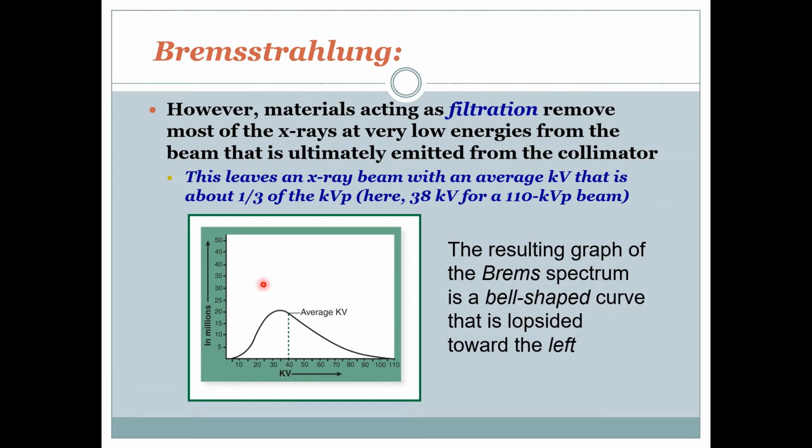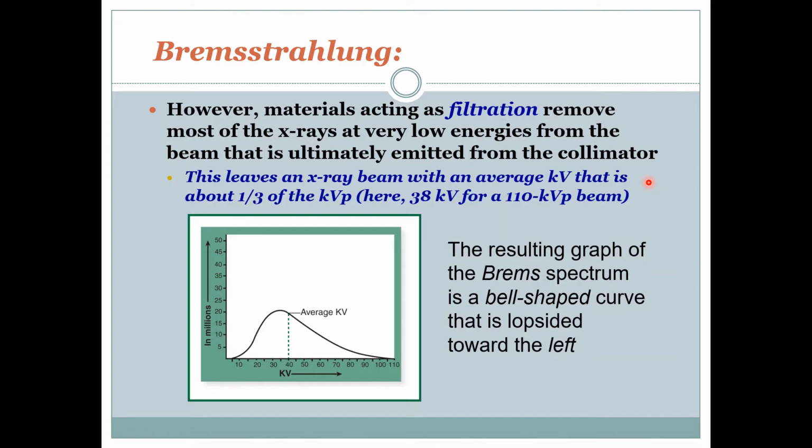All they've done here is they've removed all of the low energy X-ray photons because they would otherwise absorb within the patient and just add to patient exposure, and they would not have the potential to transmit through the patient and add to the diagnostic quality of the X-ray beam. So filtration removes most of the X-rays at low energies from the beam that is ultimately emitted from the collimator. This leaves an X-ray beam with an average kV that is about 1/3 of the set kV.